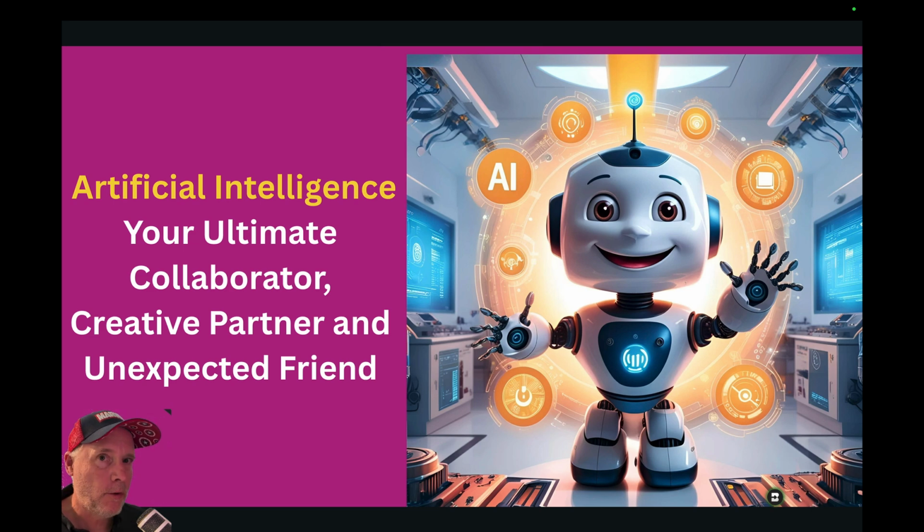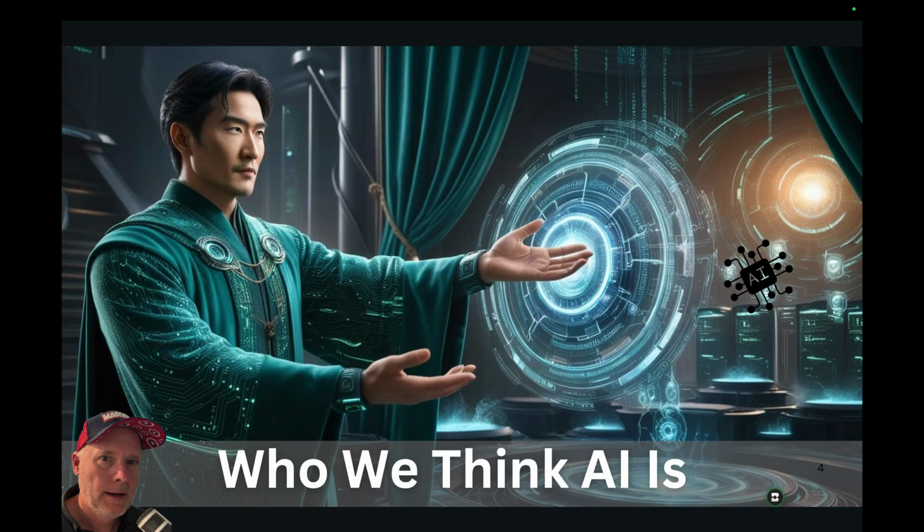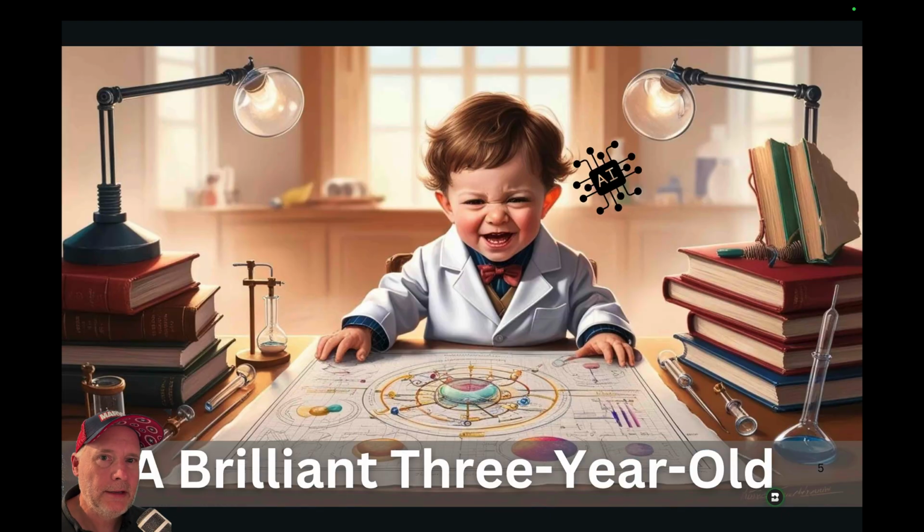Maybe it'll be so awesome, artificial intelligence that is, that it'll be your ultimate collaborator, creative partner, and unexpected friend. Now, a lot of us think of AI as a wizard of some sort, maybe like the Wizard of Oz, that can do just about anything. But the reality is when you pull back the curtain, it's more like having a 3-year-old. And this 3-year-old knows a little or sometimes a lot about a lot, but needs a lot of guidance.